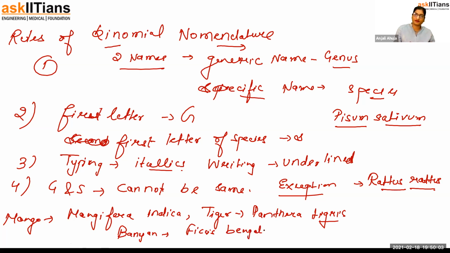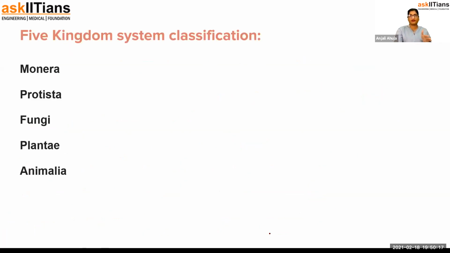Ficus bengalensis. And yeah, there are many examples filling my head up. These examples are enough for you. So these are the rules of binomial nomenclature and a few examples I have told you.